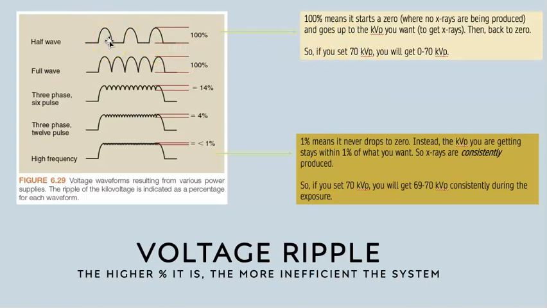0 kVp, no X-rays. When we have our really efficient units, all the new stuff, what we use now, high frequency, we have 1% ripple. What this means is if we set 70 kVp, we're going to get 70 to 69 kVp for as long as our exposure is going. So we're only ever off by about 1% or less, meaning that if we set 70 kVp, we're getting 70 kVp.